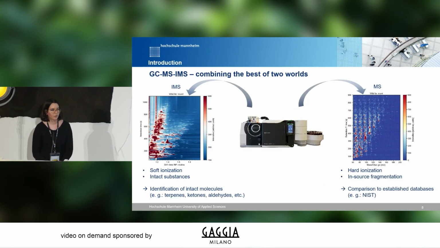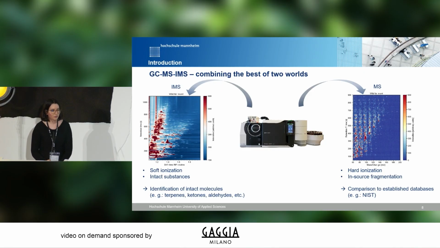So we tried to combine both of the best worlds by hyphenating one of our IMS cells to an already established GC-IMS system. Now, those of you who know MS are maybe a little bit confused, because on the right-hand side you see our QMS spectrum. However, it is depicted not as a usual MS spectrum, but in this 2D plot where you have the mass on the x-axis and the retention time on the y-axis, just to make it comparable to what we see in the IMS spectrum.